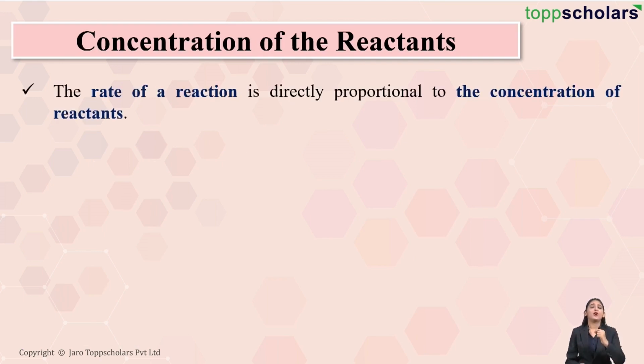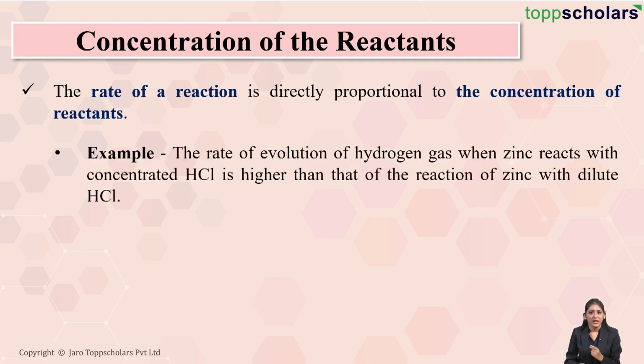Remember friends, rate of a reaction is directly proportional to the concentration of the reactants, which means that rate of reaction increases with increase in the concentration of reactants and decreases with decrease in the concentration of the reactants. Let's take an example to understand this, right? Now again here I have two test tubes, okay? In both the test tubes, I have taken zinc metal. Now I'm going to add concentrated hydrochloric acid in one test tube, and in the next test tube, I'm going to add dilute hydrochloric acid.